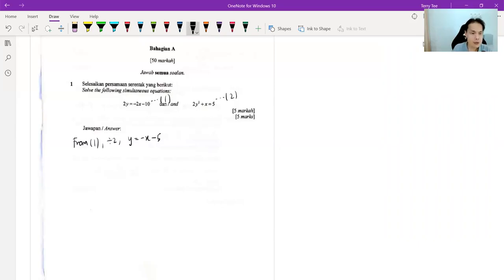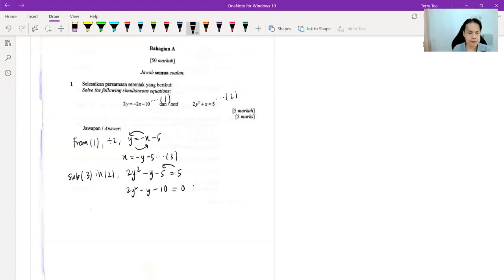Okay. Now let us bring the x to the left, y to the right. So my x equals to negative y minus 5. We're going to call this equation number 3. Now, as I sub equation 3 inside equation 2, you will get 2y squared plus x. My x is negative y minus 5, and then the result is equals to 5. So let's bring this y and this 5 to the left. You will get 2y squared minus y minus 10 equals 0.